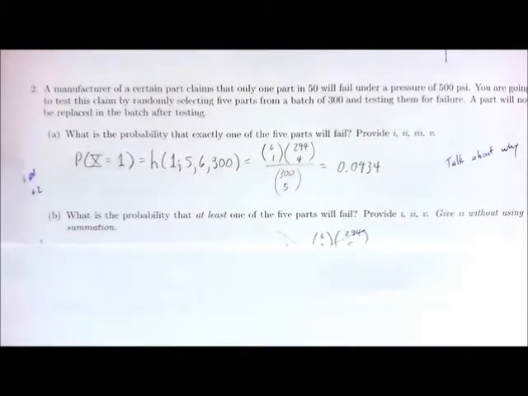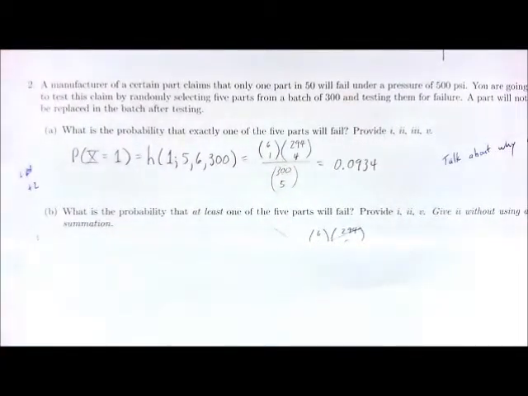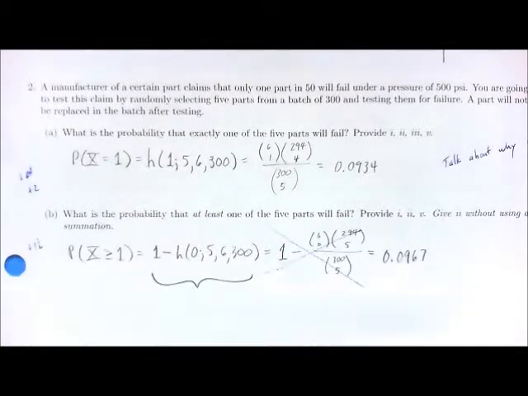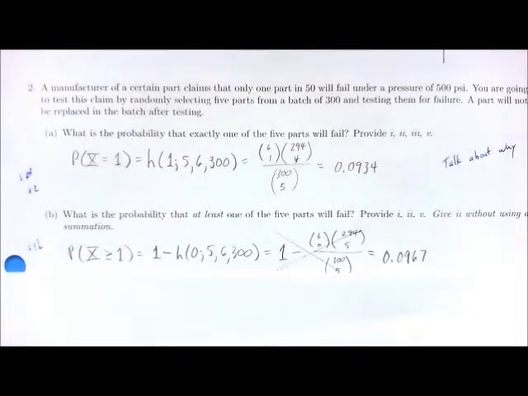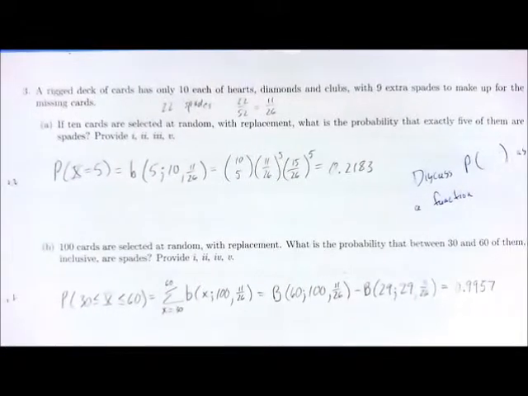Again, same kind of thing as with the last exercise. Now we're asking for the probability that at least one of the 5 parts will fail. What we should observe is that at least one of the 5 failing is the complementary event of none of the 5 failing. And so we can see our probability, the most efficient way to get it is to take 1 minus the probability of getting 0 successes, or in this case parts failing.